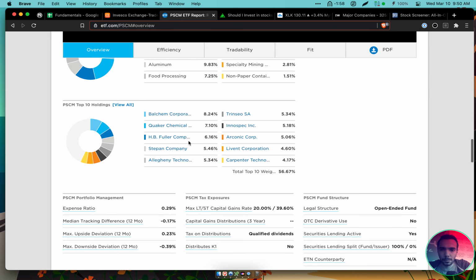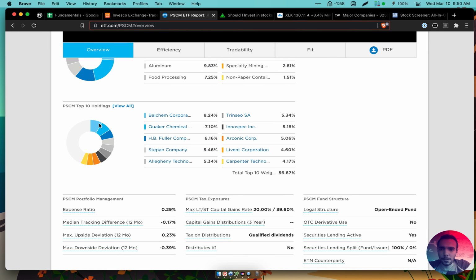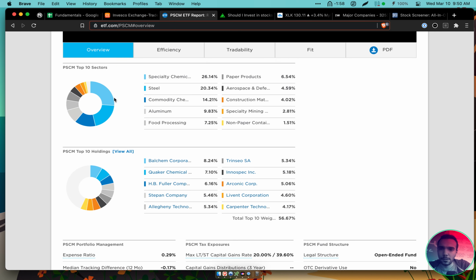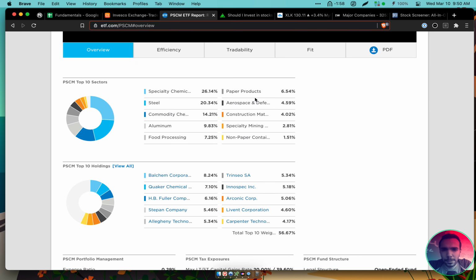Okay. Yeah, it's different sectors. Like, you can actually see the sector breakdown here. You can see specialty chemicals takes up 26%, steel is 20%, commodity chemicals. I don't actually see agriculture here. That's weird. You don't see agriculture? Yeah. That's really weird. Why do you have aerospace and defense? Huh. Food processing? Maybe they put it under food processing. Yeah, who knows, right?